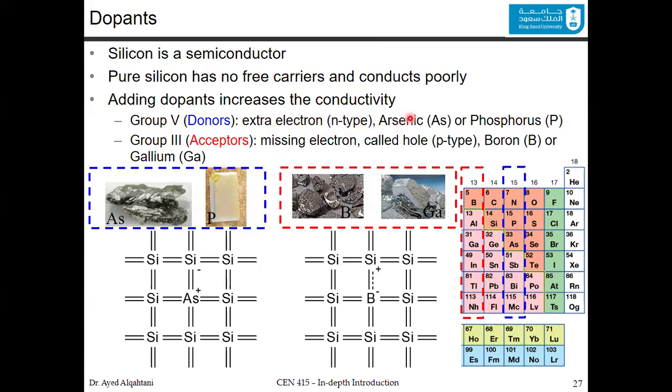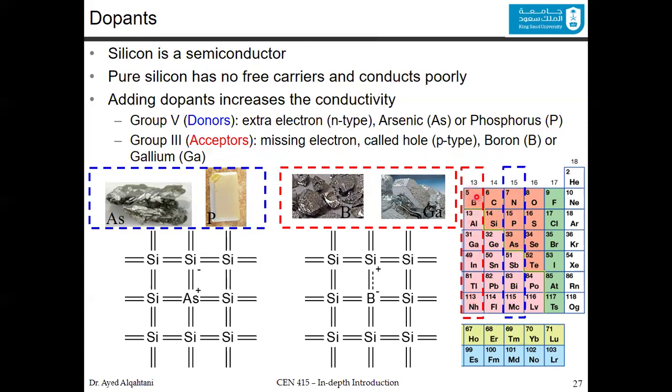To do this, you will have those two materials. These are good candidates: either arsenic, the As, or phosphorus, the P. So this is from the donors, from group number 5, and you can see that this is the phosphorus, and this is the arsenic. Now, the acceptors are missing an electron, which is called a hole or P-type, and they are from the acceptor column, group number 3.